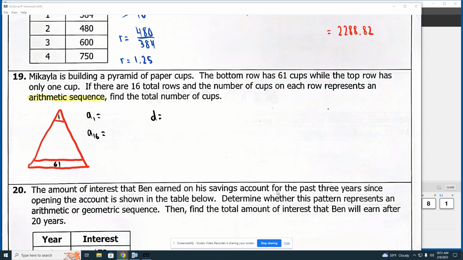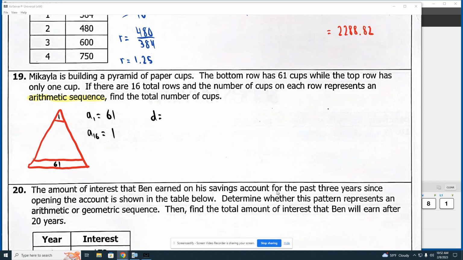How many did the first term have? 61. You could go either direction. If you want to say that a sub 1 is 1, you could. If you want to say that a sub 1 is 61, you could. It really doesn't matter as long as you have one in one spot and one with the other. When I did it, I did a sub 1 equals 61. If I did a sub 1 is 61, I have to do a sub 16 is 1. If I did it the other way, reverse that.